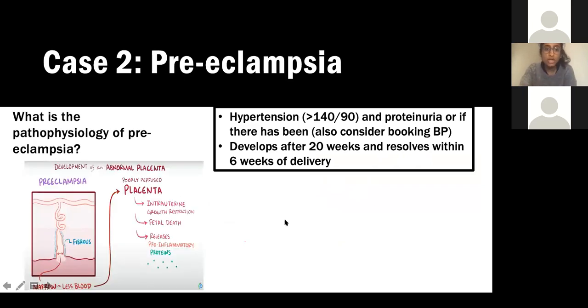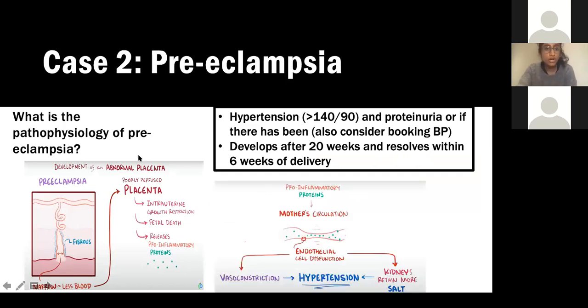So the pathophysiology, this is actually from Osmosis. It's a really good video that explains that. Essentially you've got a poorly perfused placenta, which results in IUGR, which is intrauterine growth restriction, and fetal death. And you basically have vasoconstriction and the kidneys retaining more salt, both of which result in the hypertension. So I definitely recommend watching the Osmosis video because it really explains the pathophysiology of developing preeclampsia. And essentially, it's because of abnormal development of the placenta.